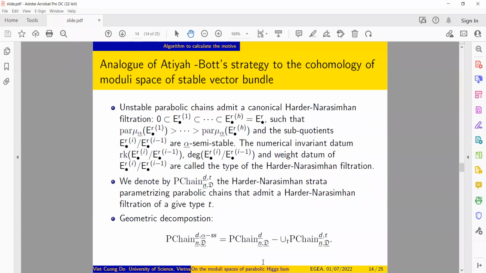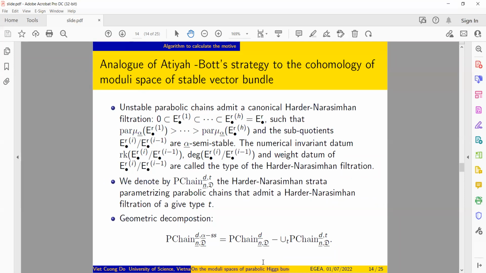And the very naive approach is that we use the same strategy to the convergence of the moduli space of stable vector bundles. Instead of calculating the stable part directly, we take the whole moduli space, then subtract the unstable part. Why can we do that? How can we do that?